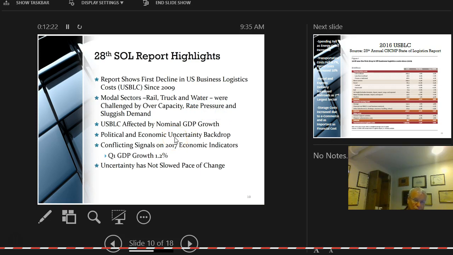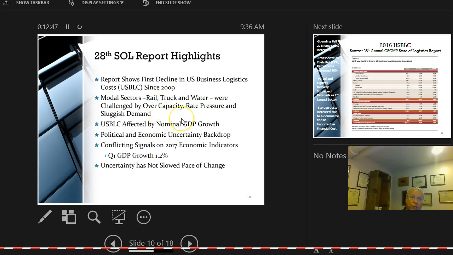So we saw transportation rates in total move down slightly, even though the parcel component and the small shipment component went up 10%, which is reflective of the e-commerce market that we all talk about.